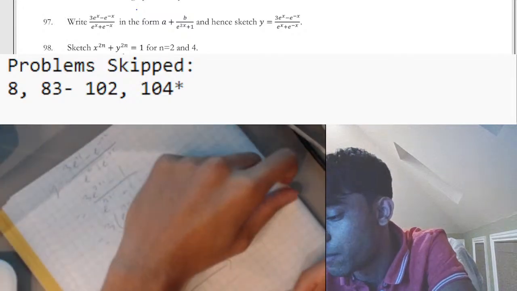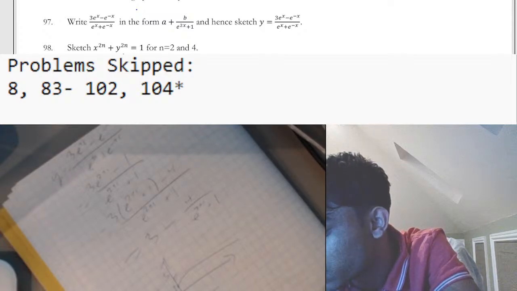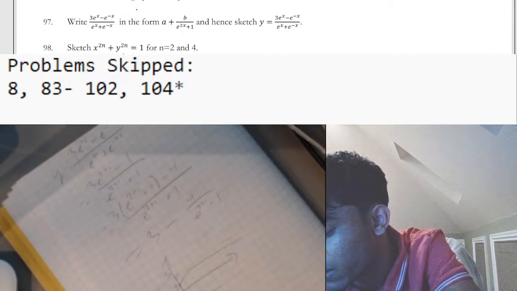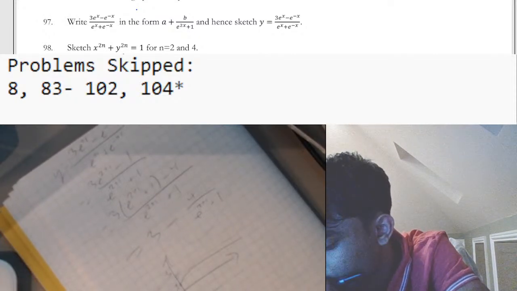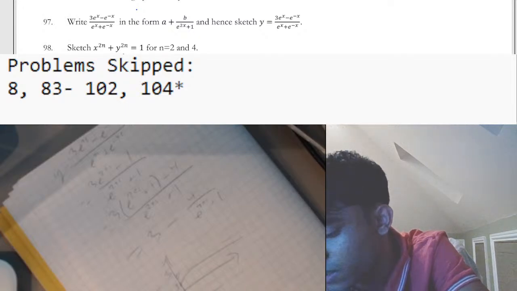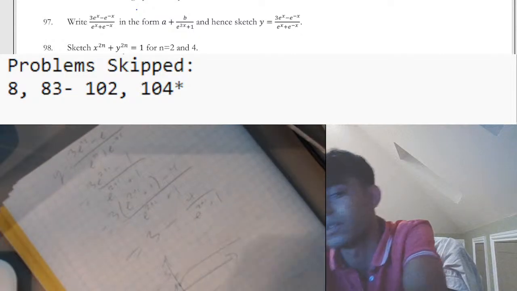Oh my days, this is so bad. So e to the 2x plus 1 is 4 over 3. So e to the 2x is 1 over 3. So 2x is ln 1 over 3. So x is a half ln 1 over 3, which is like minus a half ln 3. So you have some point here, and then it turns to 3.